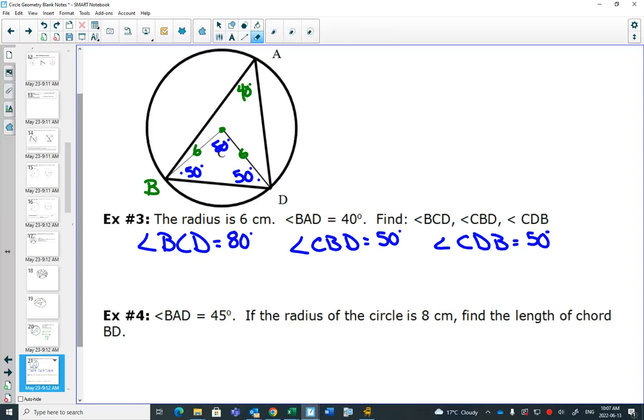So in question 4, same picture. This is still B. Angle BAD is 45 this time. So again, I'll label what they tell us in green. If the radius is 8, this is 8 and this is 8, find the length of the chord BD. So this is what we want to find right here, x.